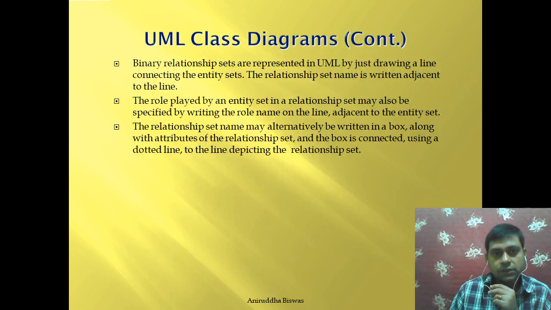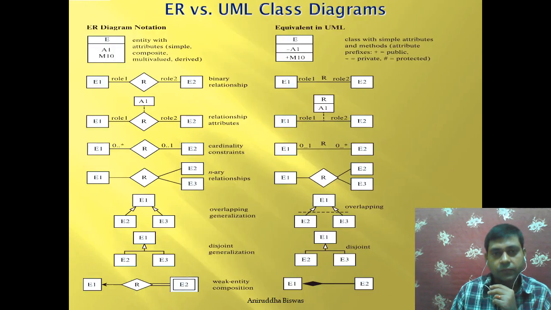and this is UML class diagram representation that we have already seen just in the last slide. This is a detailed ER versus UML class diagram representation, just for your reference. But the left side of this red vertical line, these are the ER diagram notations. These things you have to note.